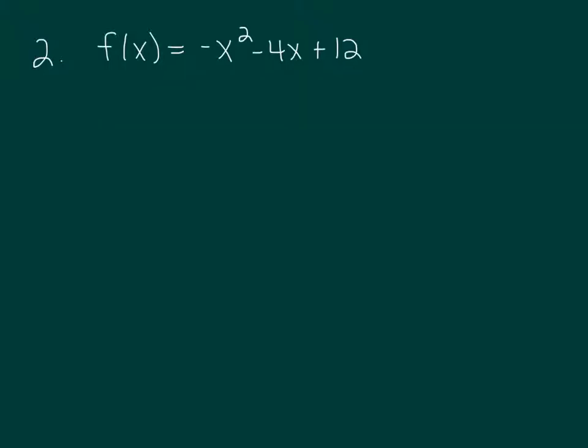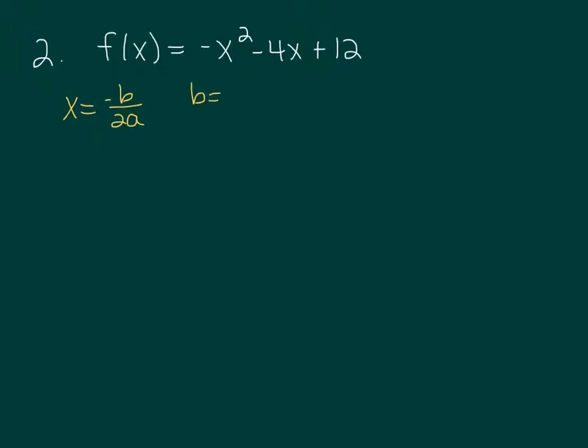Okay, for number 2, we can see that this graph's going to open down because of the negative x squared. The a is negative, so this will have a maximum. That first one had a minimum. And we're going to do the same thing here. First, we're going to find the vertex.